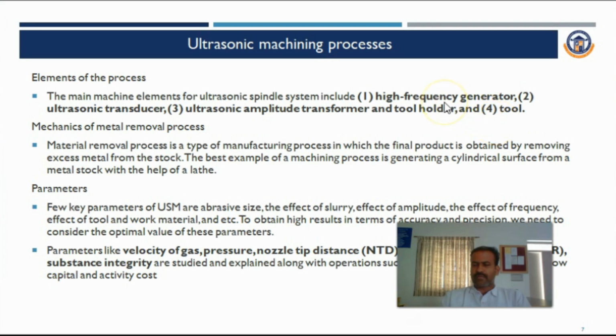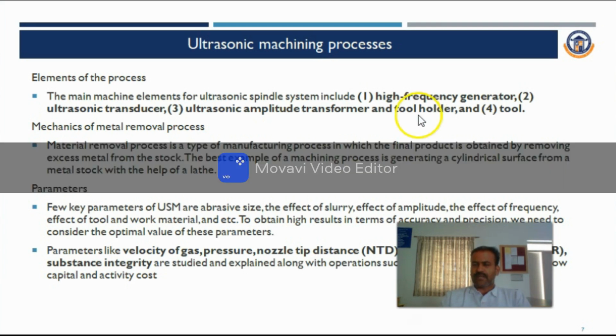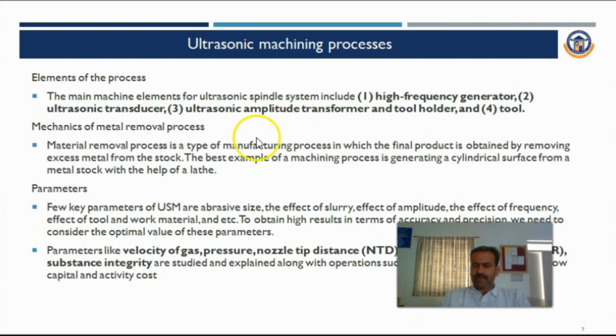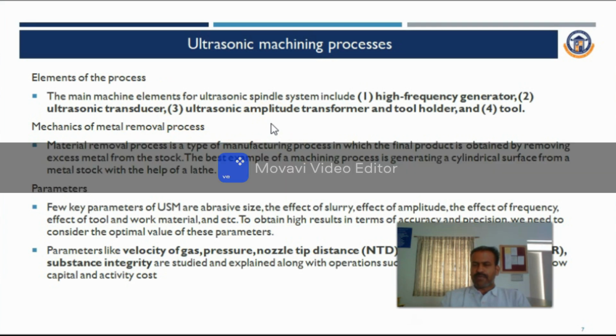Once you switch on the process, the high frequency will be generated from the high frequency generator. The high frequency is converted into vibratory motion with the help of the ultrasonic transducer. Once the vibratory motion starts, automatically the abrasive particles move from top to bottom. At that time the abrasive slurry also passes through that place. The abrasive particles hit the workpiece and remove the unwanted material based upon the tool shape. This is called the ultrasonic machining process.